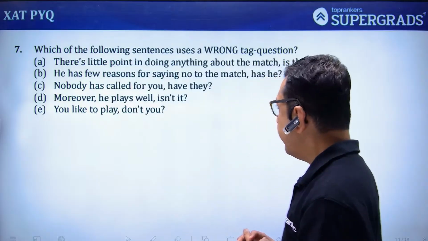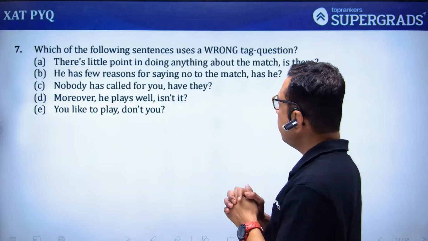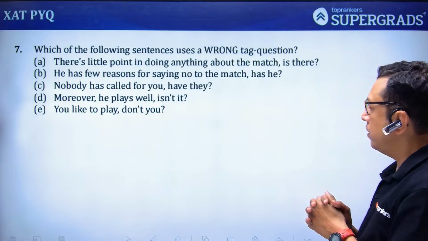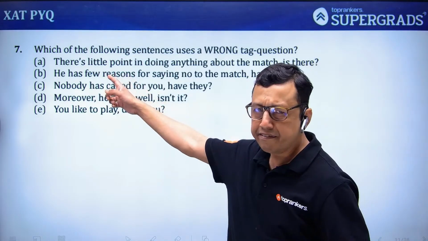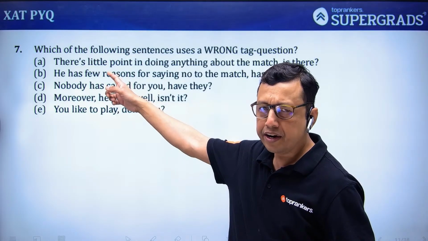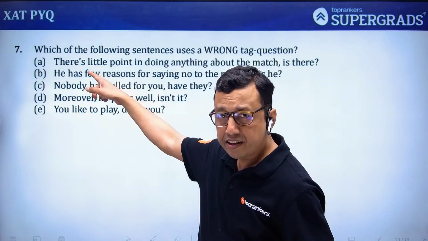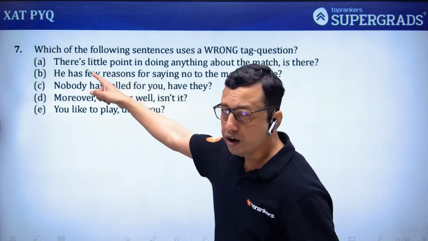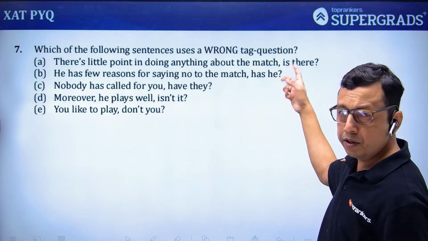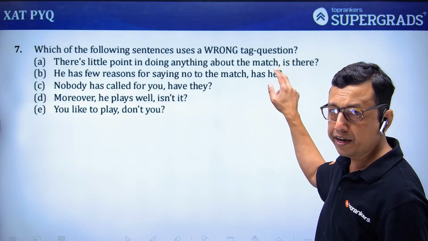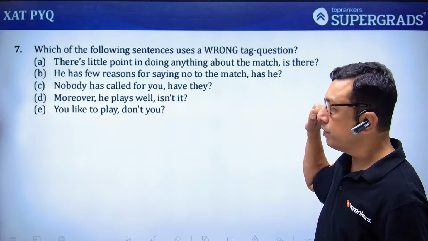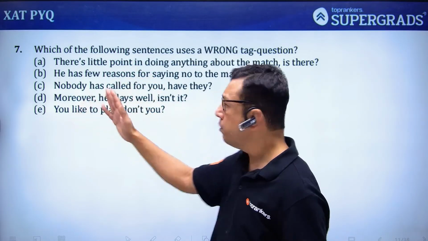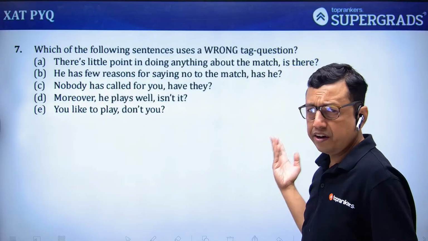Okay, fine. So there is little point in doing anything about the match, right? So there is little point is negative. The verb क्या है इसमें? Is है. यहाँ वर्ब इसके लिए क्या आया है? Is आया है. जो भी वर्ब होगा यहाँ पे वही वर्ब आएगा. Then it will get converted into a question tag. Okay, so there is a little point. Is there any point? पूरा लिखने की जरूरत नहीं है. Is there is correct. Why?